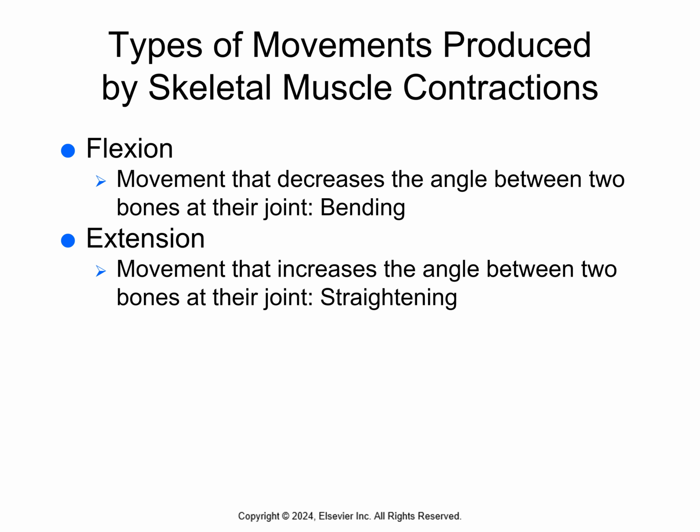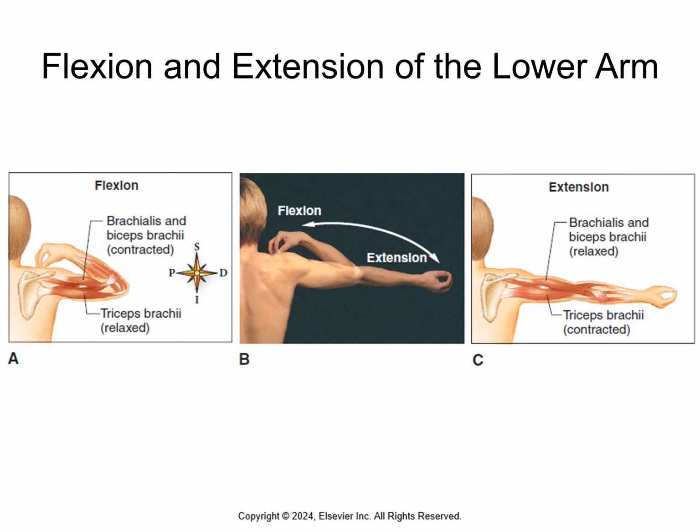Types of movements we talked about earlier, even in the skeletal system. Flexion, a movement that decreases the angle between two bones at the joint, is bending. Extension is straightening, because it increases the angle between two bones at the joint. So this is also in your book, page 233, figure 9-9. You do need to know how to distinguish each one of these movements. Flexion, extension. These are what they call isotonic movements.